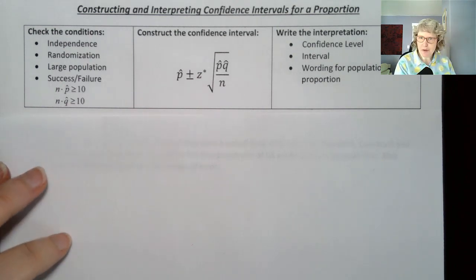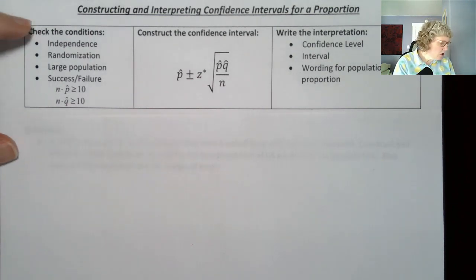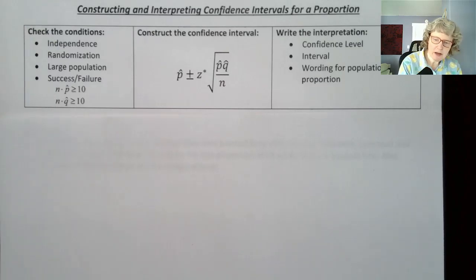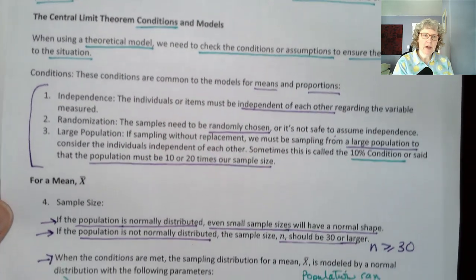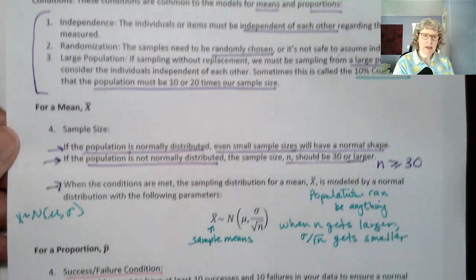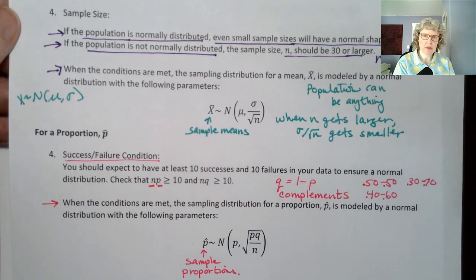So let's review. It's also good review and good practice, right? The conditions are, and remember, this is coming from our back-end sampling distributions, our conditions and models sheet, where we have all the conditions and the models that we're using for the sampling distributions.